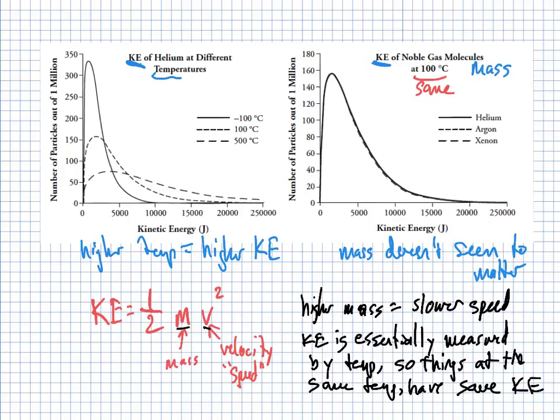Otherwise, if you think about it, increasing the temperature is going to increase the speed, and it would increase the kinetic energy. So this graph on the left, this is common sense. It's the graph on the right that tends to trip people up, because you would think that the mass would matter. So you need to remember that as long as you are looking at the same temperature, you are not going to have a change in kinetic energy regardless of the mass of the individual particles.